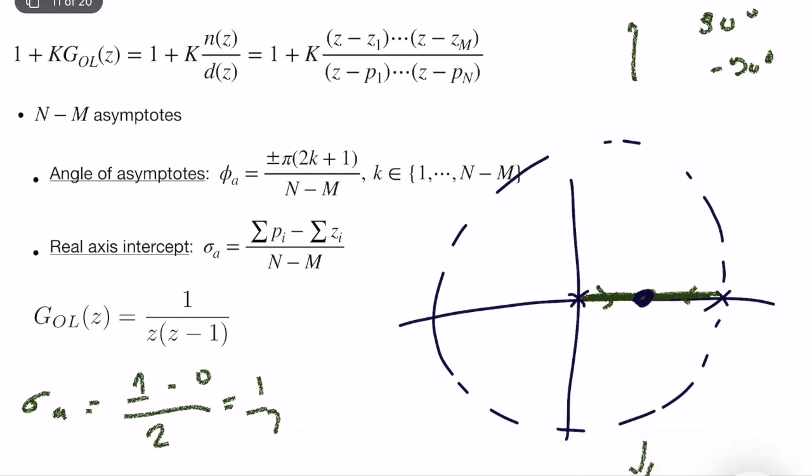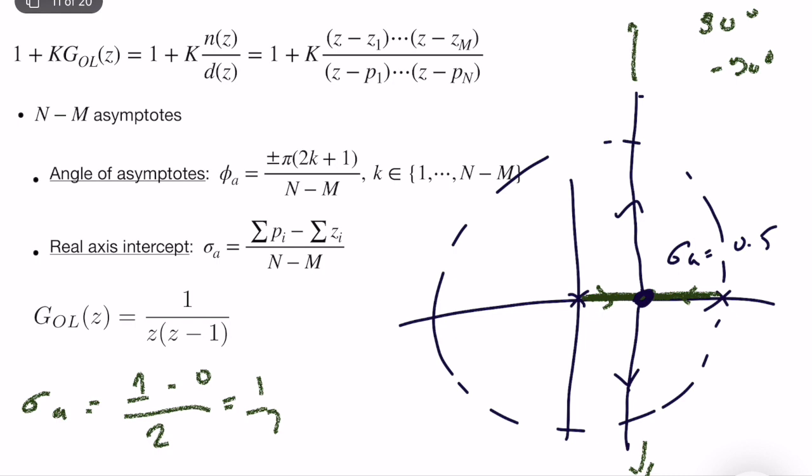Okay, it's 2. So we have asymptotes. One is going in this direction, one is going in this direction. Okay, so in this problem, as you can see, I put the asymptote intersection and the breakaway point at the same instant. Because I know that this is the breakaway point, which is also equal to 0.5. When you have two poles, it's always the case that the breakaway point is equal to the intercept.